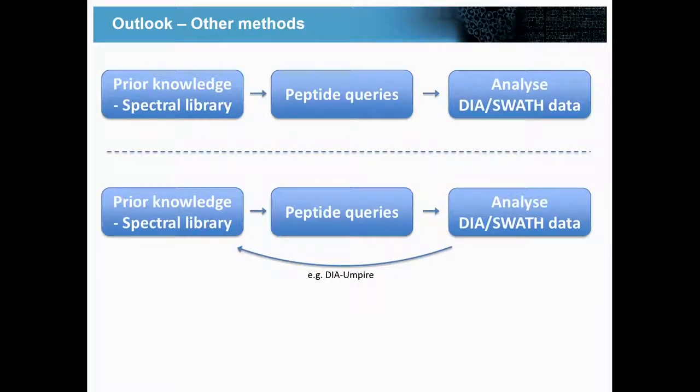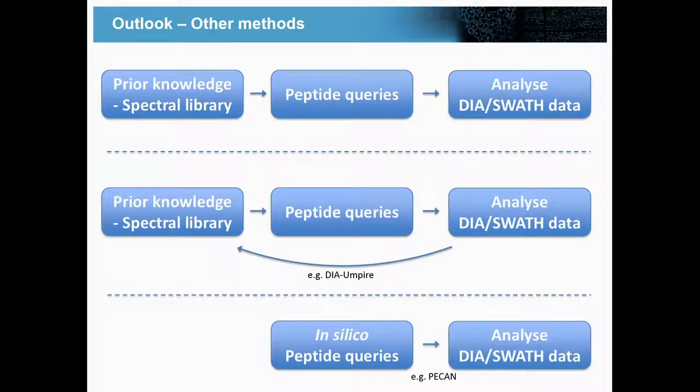For example, this DIA-Umpire tool allows you to generate the spectral library internally from the DIA data. So this doesn't require any DDA data, and it will be explained to you in a lot of detail. Or, for example, from the MacCoss lab, there's a tool called Pecan, which doesn't require prior knowledge in the form of spectral libraries, but rather attempts to directly interrogate the DIA data using in silico generated peptide queries, essentially. So you'll hear much more about this.